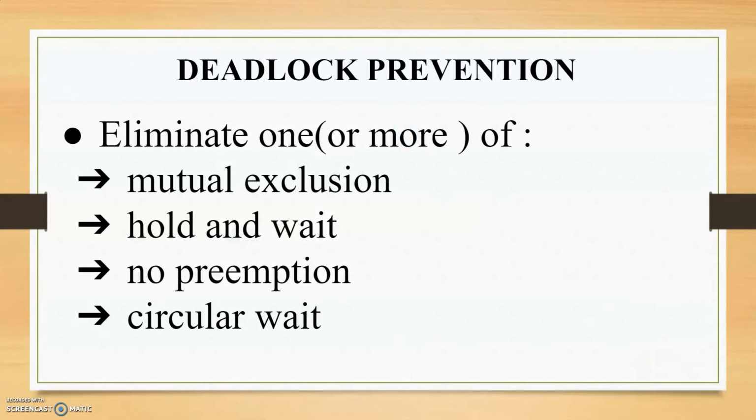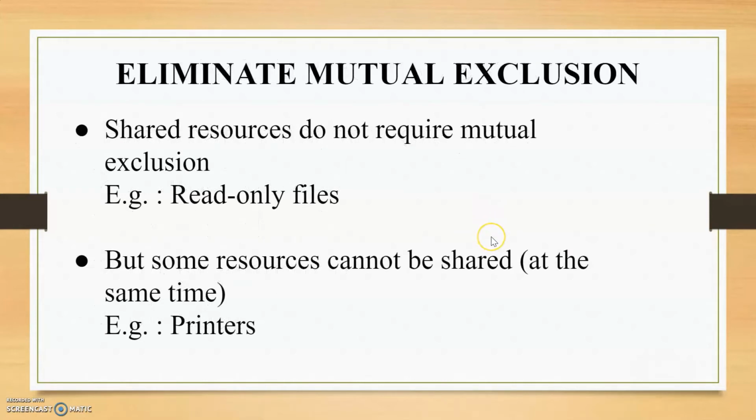So, how is deadlock prevented? The first way is to eliminate one or more of mutual exclusion, hold and wait, no preemption, and circular wait. Next, how do we eliminate mutual exclusion? First, if your shared resource does not require mutual exclusion, for example, read-only files. But some resources cannot be shared at the same time, for example, printers.